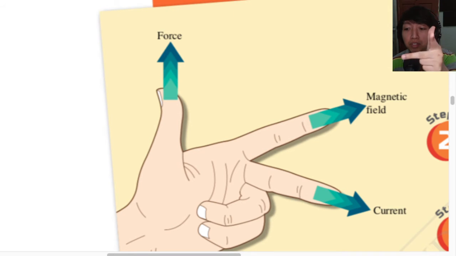So basically, if you take your left hand and you make this sort of shape, your thumb pointing up, your index finger pointing forward, and your middle finger pointing towards the right. If the current is flowing through the middle finger, so you imagine that your middle finger is the wire, the direction of the magnetic field would be your index finger, and the direction of the force would be your thumb. So we can use that to predict the direction of the force.